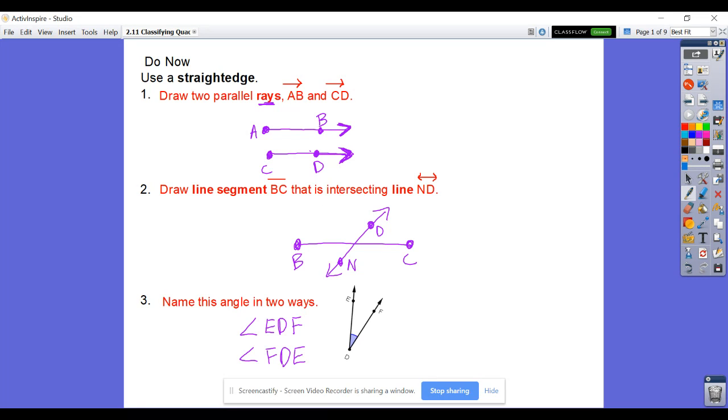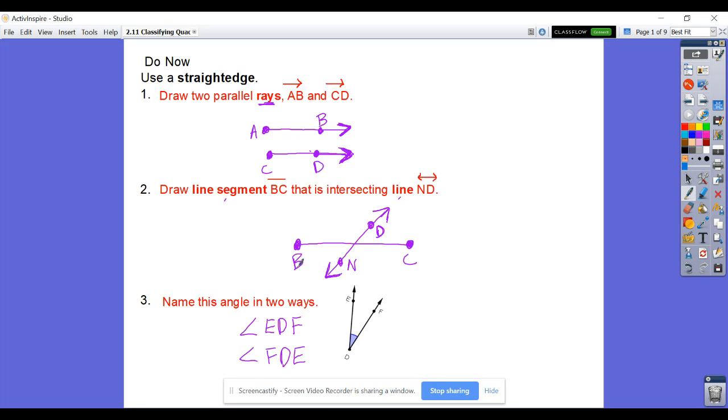Okay, let's look at number 2. You needed to have a line segment and a line. So we remember that our line is going to have arrows on both ends. That one was called ND. And then our line segment was line segment BC.